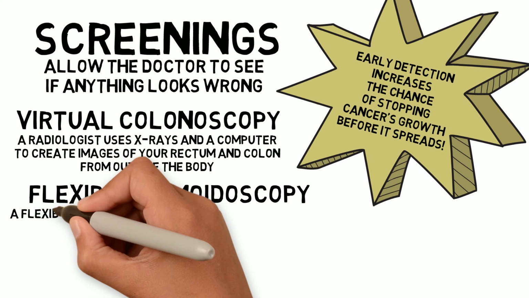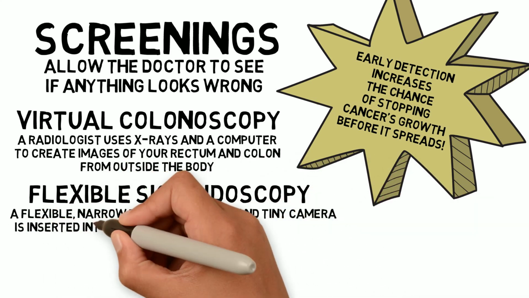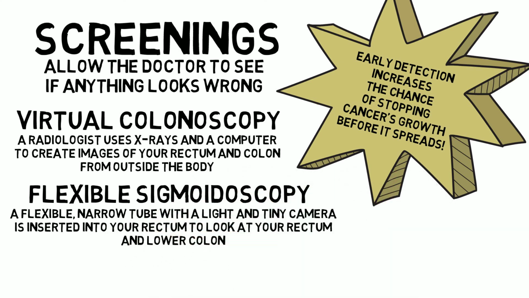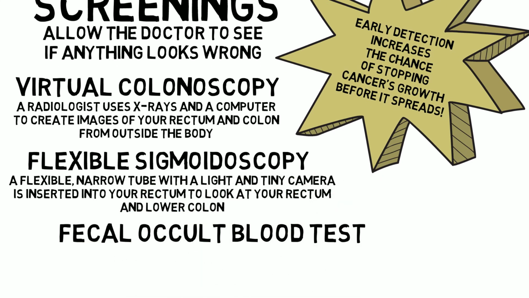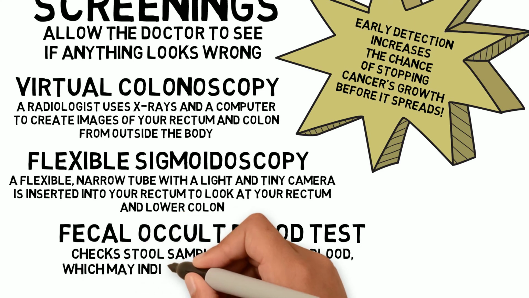Flexible sigmoidoscopy. Medical staff uses a flexible, narrow tube with a light and a tiny camera on one end and inserts it into your rectum to look at your rectum and lower part of your colon. This test can show irritated or swollen tissues, ulcers, polyps, and colon and rectal cancer. It can also find the cause of unexplained symptoms like bleeding from the anus, changes in bowel activity like diarrhea, pain in the abdomen, or unexplained weight loss. Fecal occult blood test. This lab test is used to check stool samples for hidden occult blood.